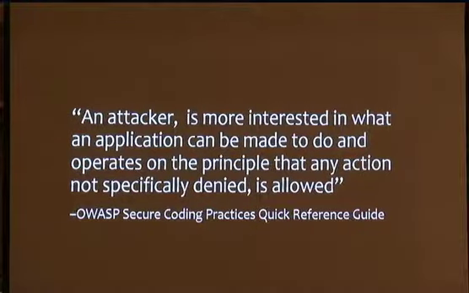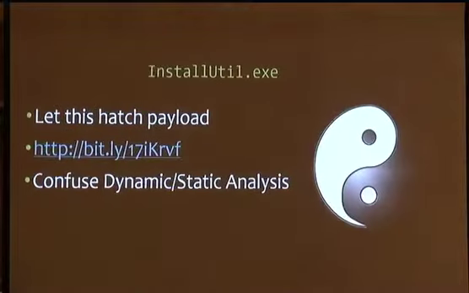You know, a word from our sponsors, if you will. Primarily, an attacker is going to be more interested in what an application can be made to do and operates on the principle that any action not specifically denied is going to be allowed. So the idea here is some of these sponsor tools, I don't really care necessarily what it was intended to do. My goal is to run a rogue binary, so I'm going to misuse or misappropriate that application to accomplish the action. So that's what we're going for here. So you'll see the very first tool here is called install-util.exe. How many have heard of this tool before? Okay, it's on every Windows machine that has the .NET framework.